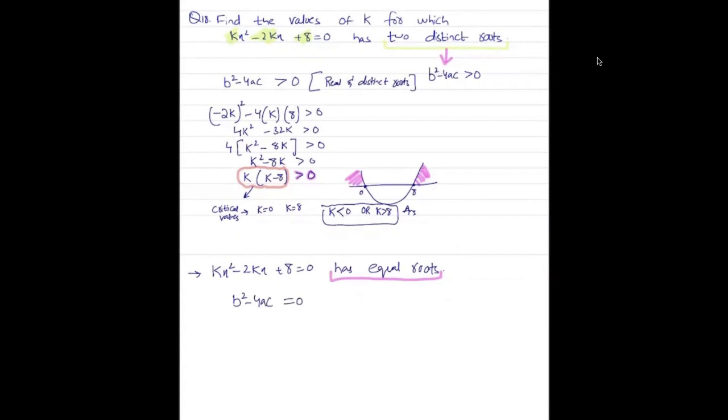So now you would have done exactly everything similar to what we have done in the first part, and you are going to end up getting k times k minus 8 equals to 0. So what are going to be the values of k? Because this is now an equation, what are the values of k for which you are going to have equal roots? k is 0 and k is 8. These are the two values of k for which you are going to have equal roots.